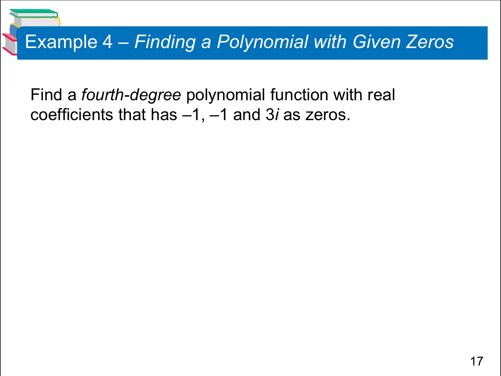So we are going to find a 4th degree polynomial function with real coefficients that has -1, -1, and 3i as zeros. If it's a 4th degree polynomial, how many zeros am I going to have? 4. So I should have 4 zeros total. So which is the zero that I'm missing from my list here? I have 3i. Negative 3i. So since 3i was a complex zero, the conjugate is also a zero.